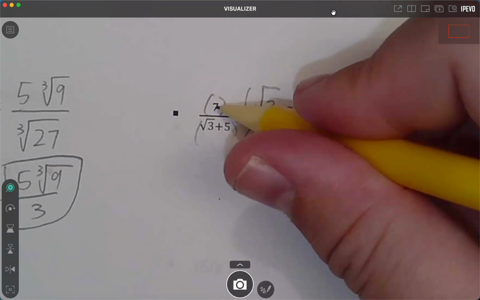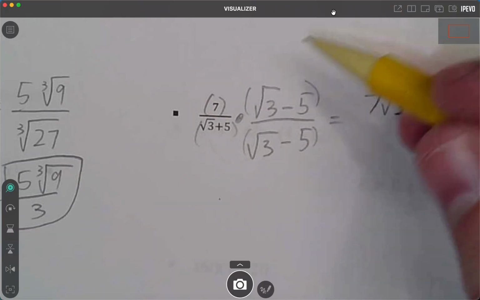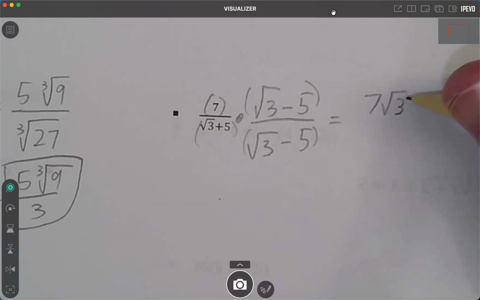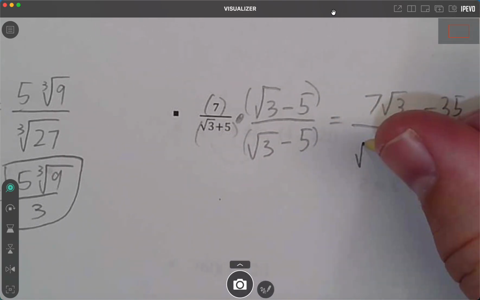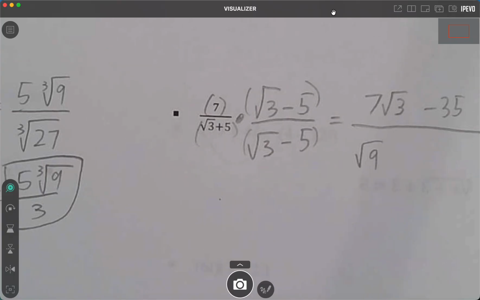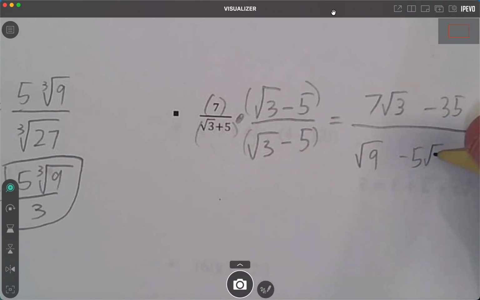So first in the numerator, 7 times root 3 will actually just be 7 root 3. They don't kind of come together, so to speak, but they multiply to one another outside and inside. Then 7 and negative 5 make negative 35. On the bottom, let's see what happens. Root 3 times root 3 will make root 9 because the insides will multiply. Then I get a negative 5 root 3. Then I get a positive 5 root 3 from the foiling process. And then I get a negative 25.